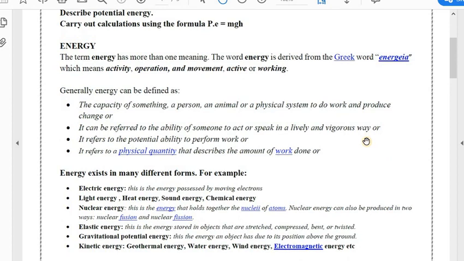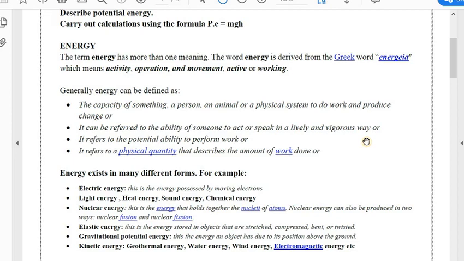We were given a definition. It's not necessarily a definition to say this is energy, but energy describes an ability to do something. The ability of someone to act, the capacity of something, a person, an animal, a physical system, to do work. So whenever you used to hear the question, what is energy? People would say energy is something which can neither be created nor destroyed.